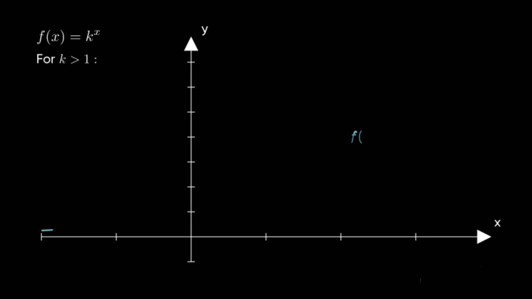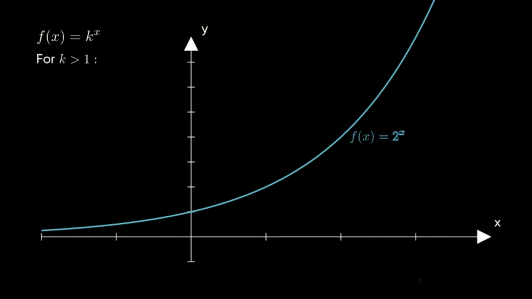Here's the graph of f of x equals 2 raised to the x power shown in blue. We've chosen k equals 2 as our example, which is clearly greater than 1. Notice how the curve rises from left to right, indicating growth. To demonstrate that this function is strictly increasing, let's examine specific points on the curve. When x equals 1, we calculate 2 raised to the power of 1, which equals 2. So the function value at this point is 2.